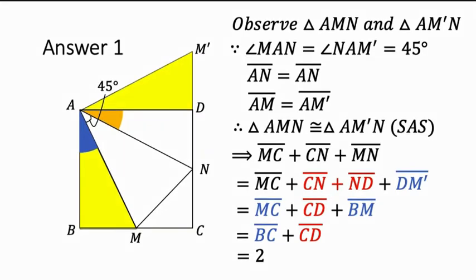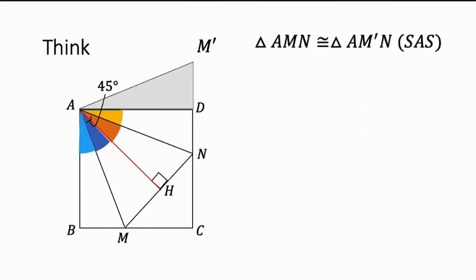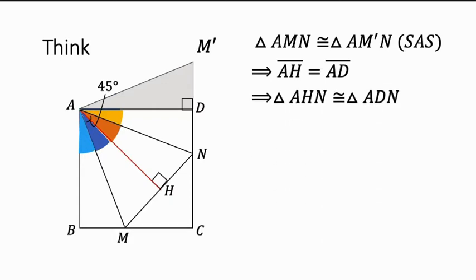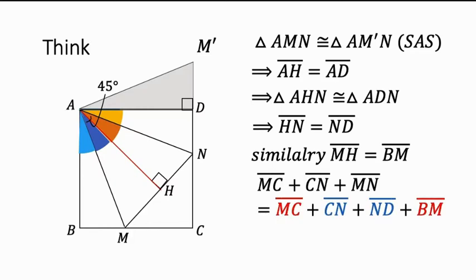We have now solved the problem, but let's look at something that is quite interesting. If we draw the perpendicular line from the point A to the line MN, we can find something very interesting. If we draw ADN prime again, we can find that because these two are congruent, AH will be equal to AD. From this, we can get that AHN is congruent with ADN. From this, we can get that HN equals ND. Similarly, we can get that BN equals MH. From this, we can again solve our problem using this new way. We can find that MC plus CN plus MN equals MC plus CN plus ND plus BN. We can then combine them and get that the answer equals 2.